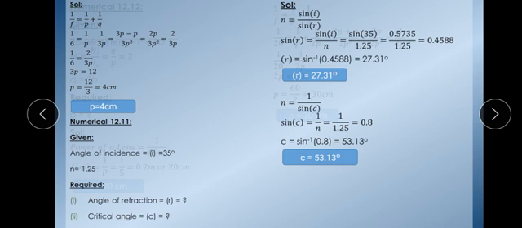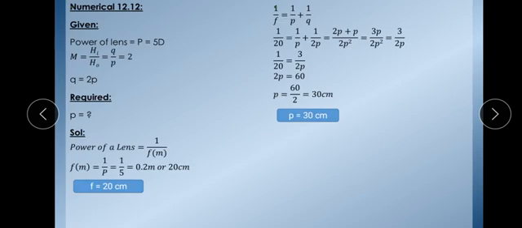So the last numerical is: the power of a convex lens is 5 diopter. At what distance should the object be placed from the lens so that a real and 2 times larger image is formed? As given, power is equal to 5 diopter, the magnification is given as 2, which we know is equal to q by p and is equal to hi over ho. So according to this, q will become equal to 2p, and we have to calculate the distance of the object.